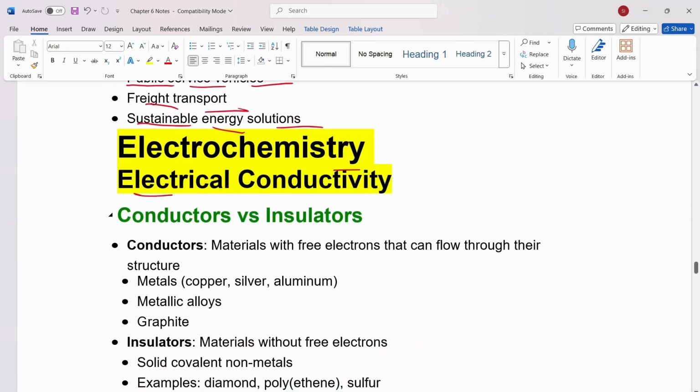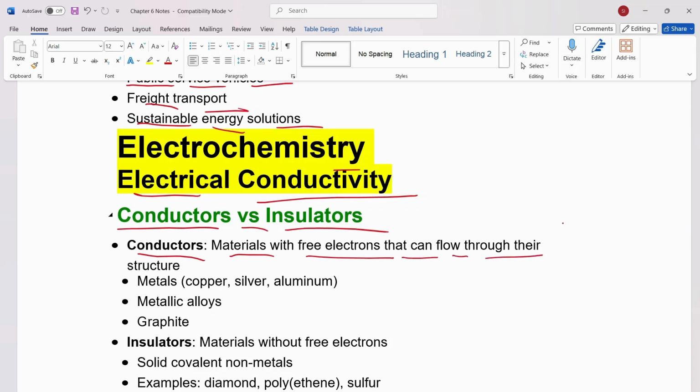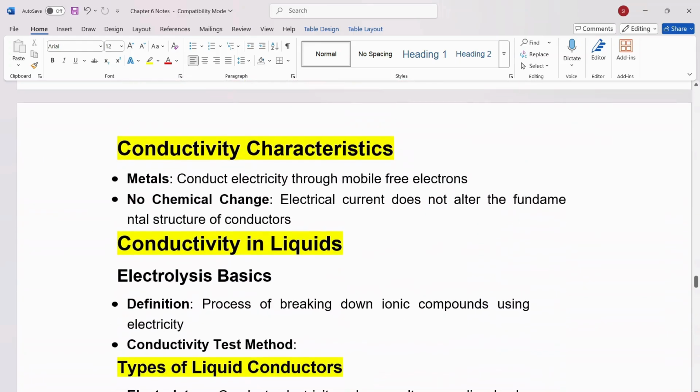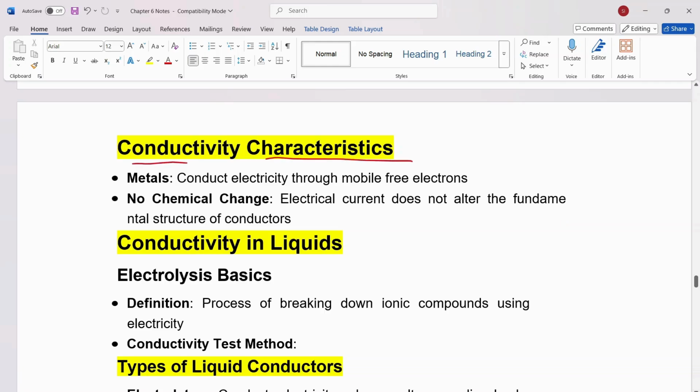Now, in electrochemistry, let's talk about electrical conductivity. Conductors versus insulators. Conductors are materials with free electrons that can flow through their structure. Metals such as copper, silver, aluminium, metallic alloys, and graphite are examples. Now let's talk about insulators. They are materials without free electrons, such as solid covalent nonmetals. Examples: diamond, polyethylene, sulfur.